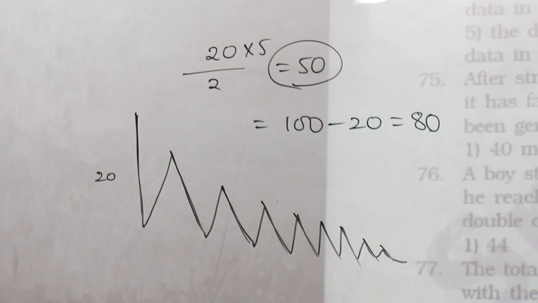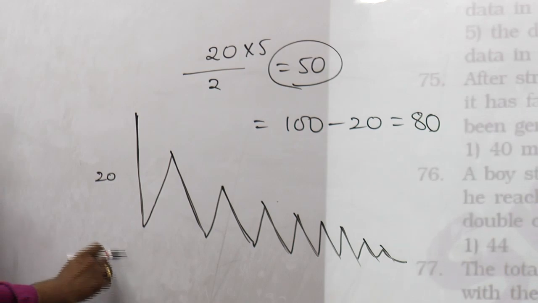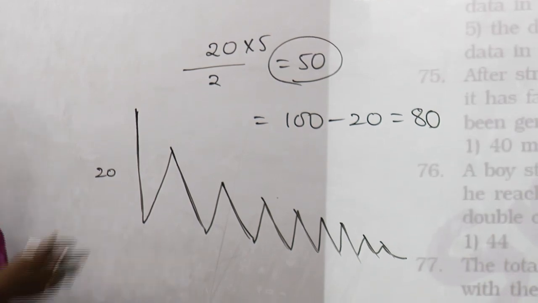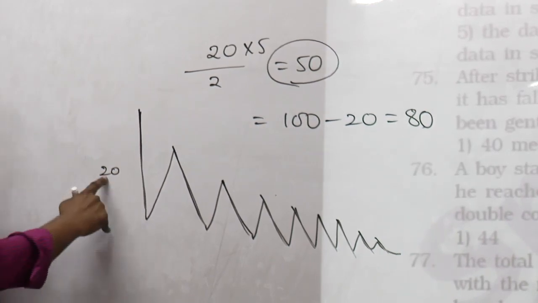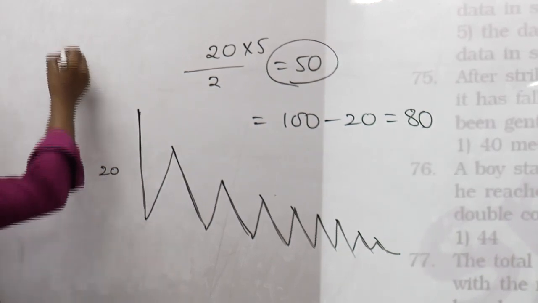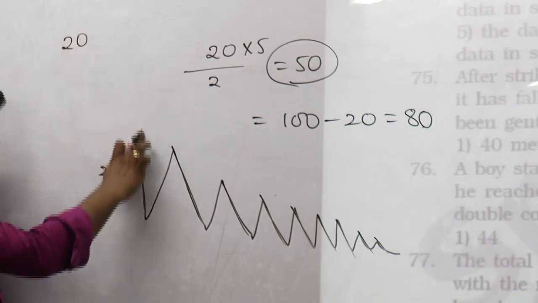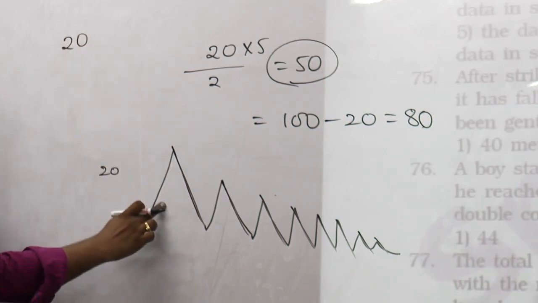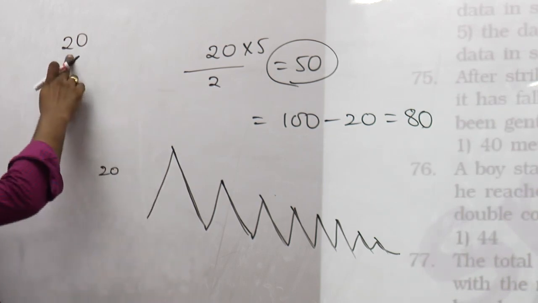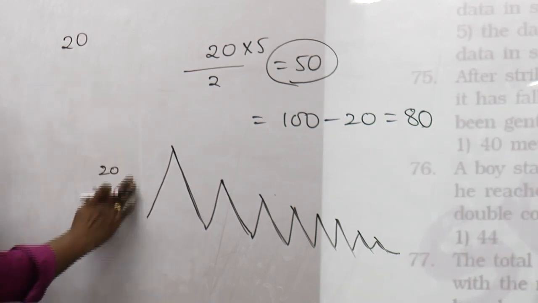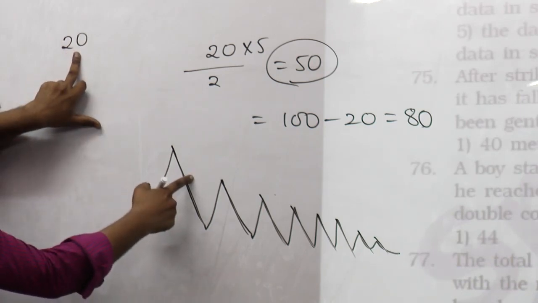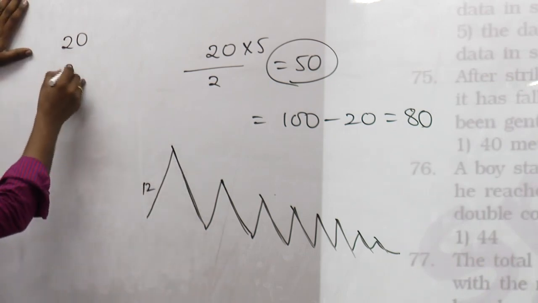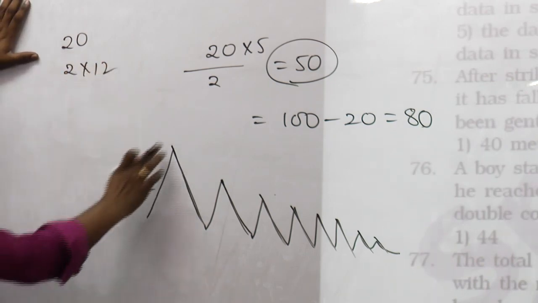Did you understand? Not understood? Let me explain. So every next time it goes to 3/5, in the sense 60%. This is 20. This line is over. This will be 60% of 20. How much is 60% of this number? 12. And again this is also 12, right? Yes or no? 2 into 12. This is also over.